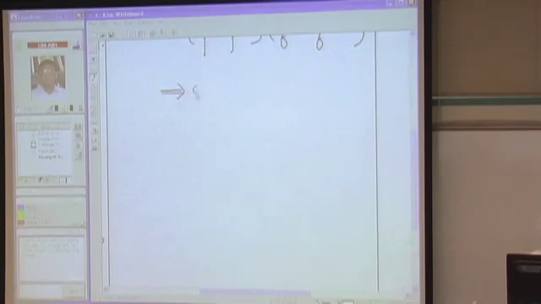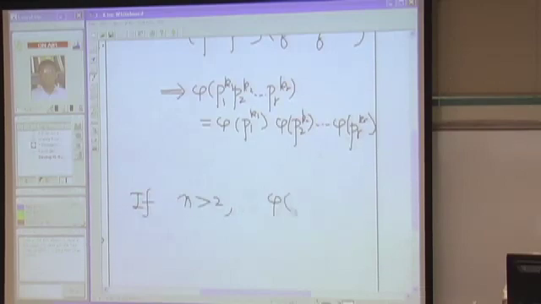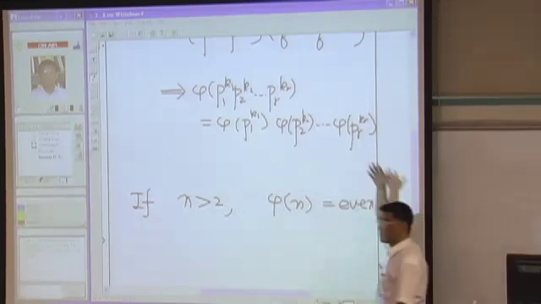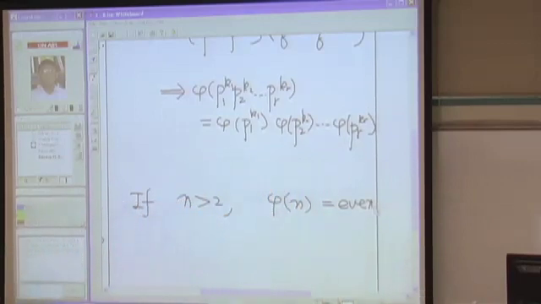So n is p1 to the power of k1, p2 to the power of k2, and then pr to the power of kr. Then phi of n is phi of p1 to the power of k1, and then phi of p2 to the power of k2, and then phi of pr to the power of kr. This is what I mentioned. And one more thing that I want to mention is, if n is greater than 2, phi of n is even. I will prove this statement using the fact that phi is multiplicative, and later I will prove phi is multiplicative.